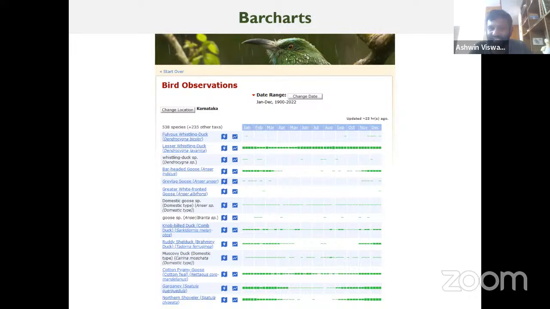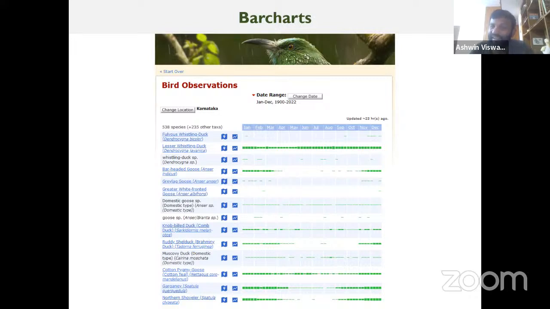Does that make sense? Whereas if you look at a species like Gagani, you actually see that they arrive much earlier. The bars start widening in September itself, and it stays till late April almost. Is that clear to everyone? How to read these bars?